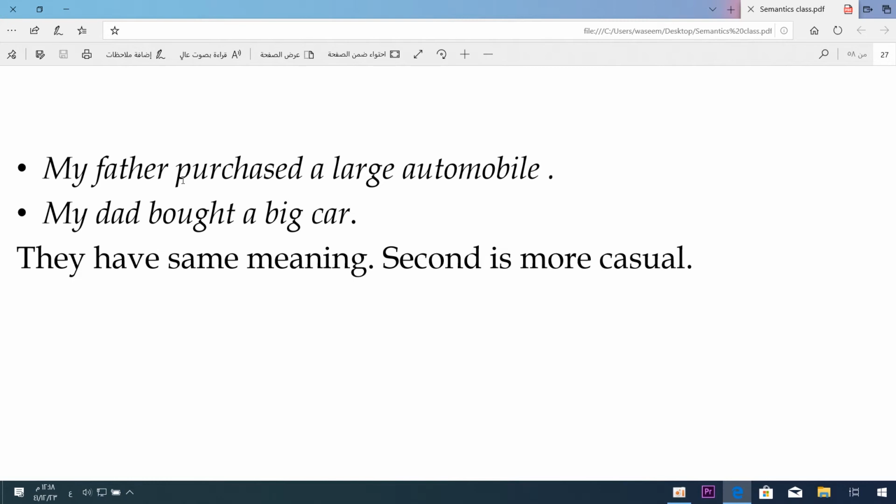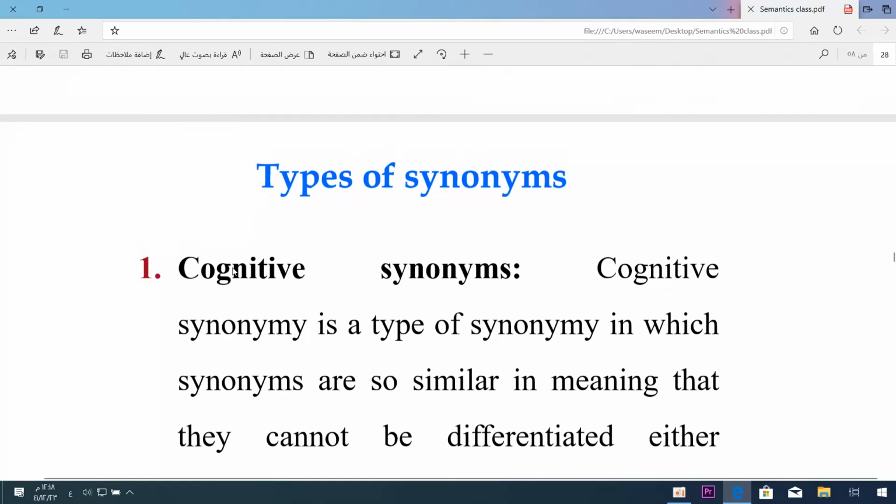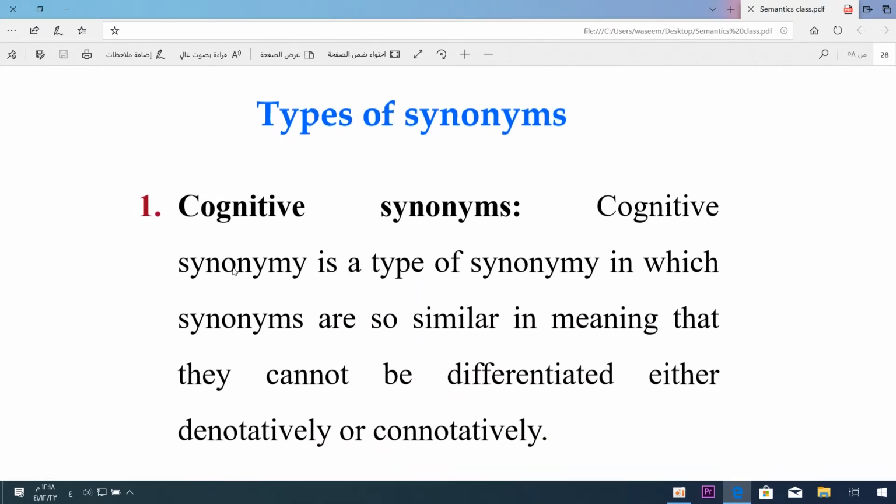And now, okay, types of synonyms. Cognitive synonyms. I want to explain this in Arabic, lest some students can't comprehend.